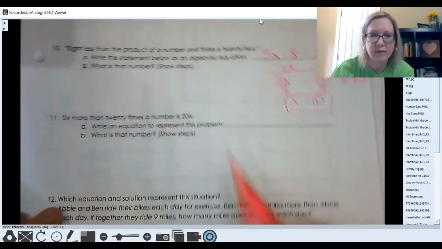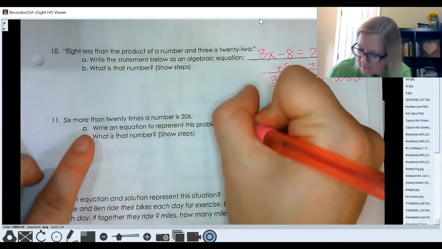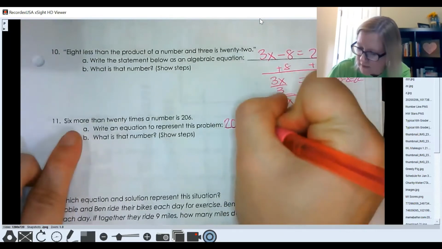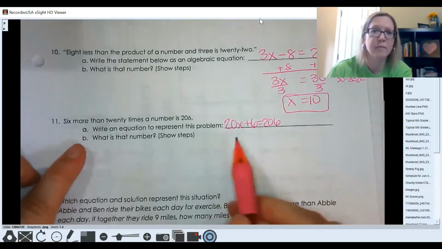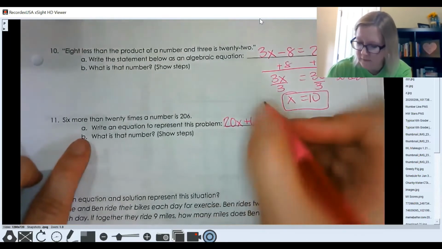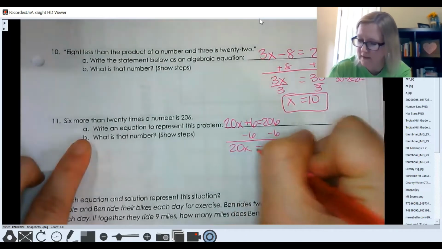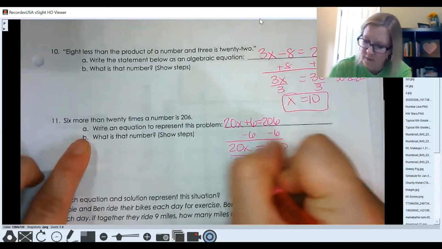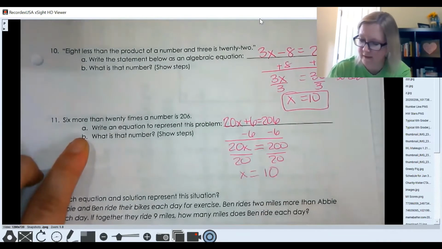All right, number 11. 6 more than 20 times a number is 206. So that's going to be 20 times a number. 6 more than that equals 206. So this is part A, my equation. All right, then to solve, subtract 6 on both sides. We have 20x equals 200. Divide both sides by 20, and we get x equals 10.